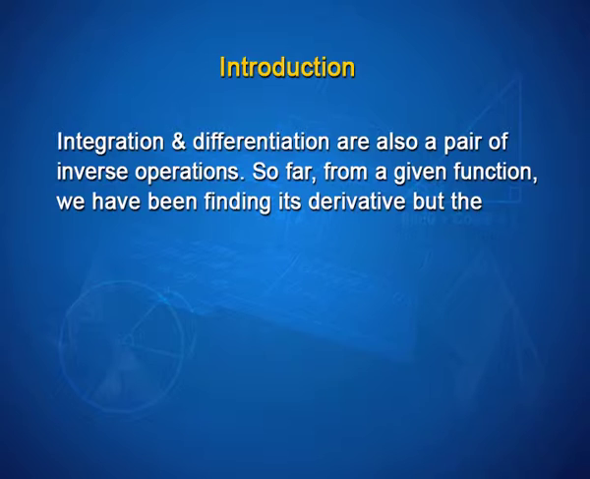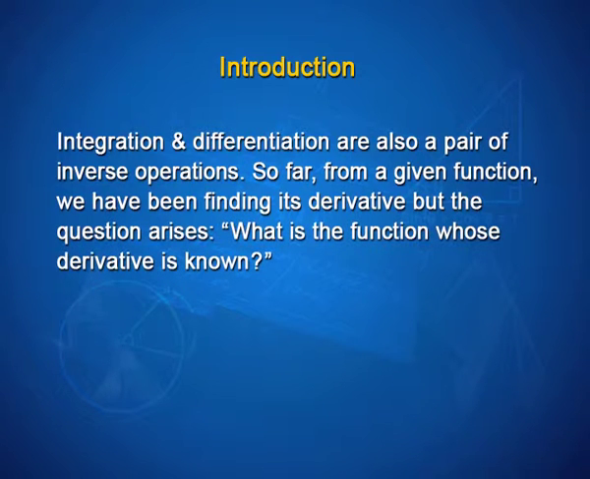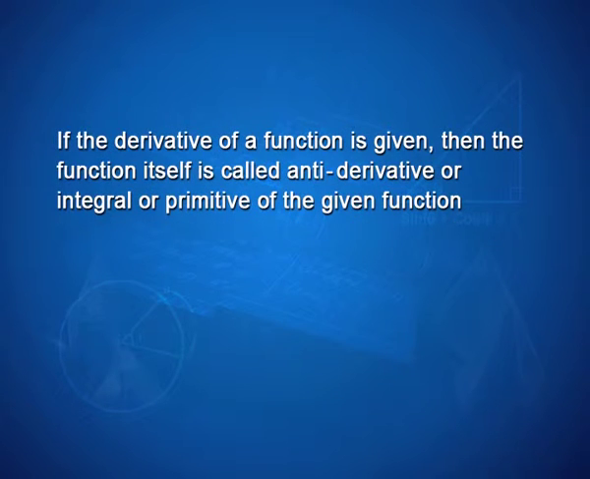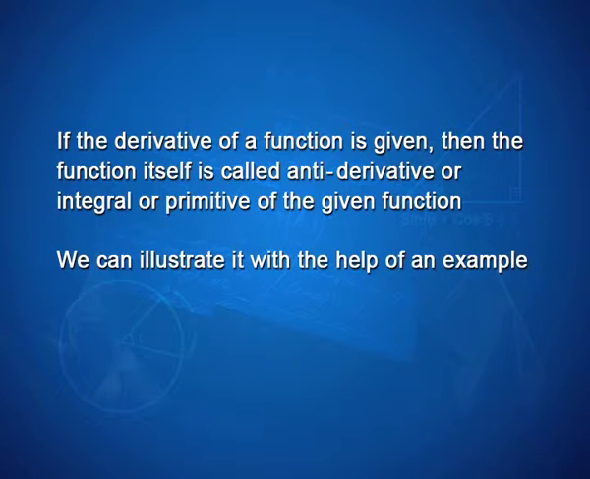So far, from a given function, we have been finding its derivative, but the question arises, what is the function whose derivative is known? If the derivative of a function is given, then the function itself is called antiderivative or integral or primitive of the given function. We can illustrate it with the help of an example.